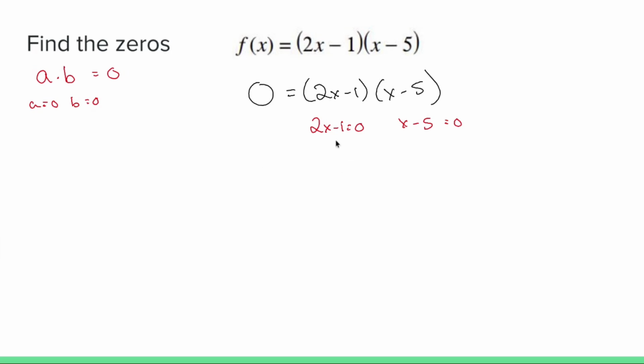So the guy on the left, I add 1, like so. 2x = 1. Divide by 2, divide by 2. x = 1/2. That's one option.